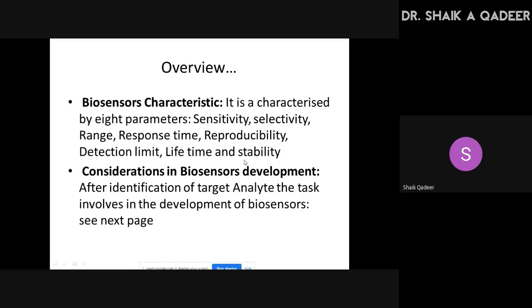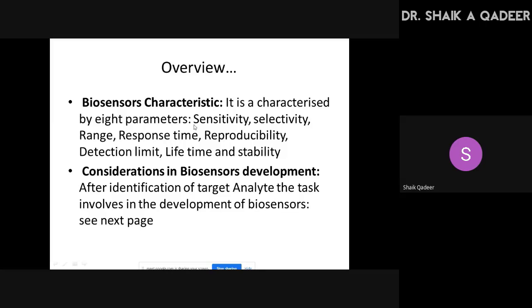And the last one is stability. Stability is a parameter related to our precision. We all know that a system is said to be precise if, for the same input, it always shows the same output. So stability is also calling the same thing. So these are the 8 parameters.